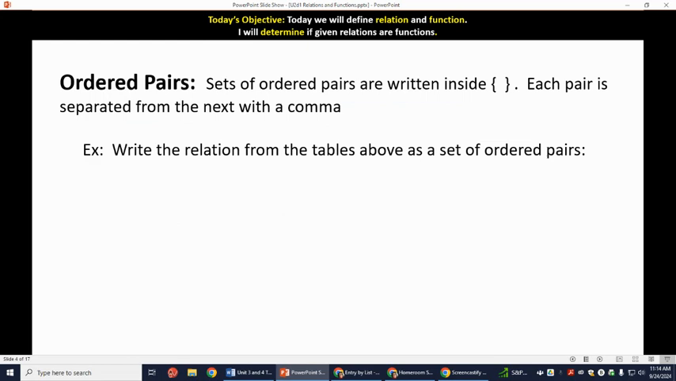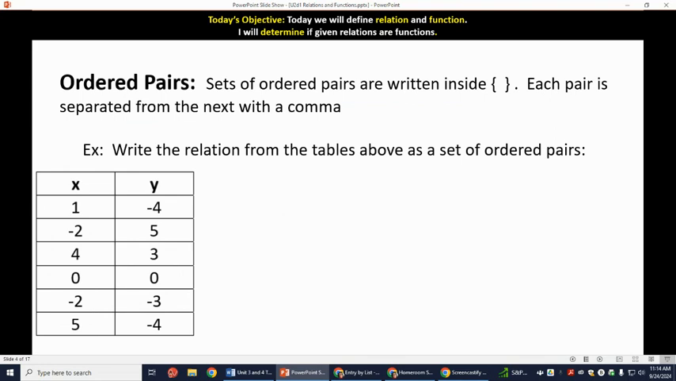Okay? The next way we might see a relation is as a set of ordered pairs. We're going to write our ordered pairs inside these fancy squiggly curly brackets. Just do your best at drawing them. Mine aren't always pretty either. Okay? Each pair is going to be separated from the next with a comma. Write the relation from the tables above as a set of ordered pairs. So I re-put the table there just so we could refer back to it because it's not on my screen. So the first one we're going to start with is that cute little curly bracket. Just do your best to make that curly bracket.